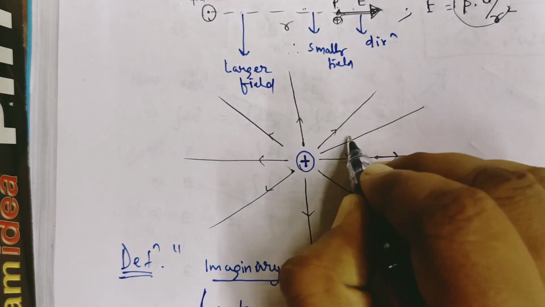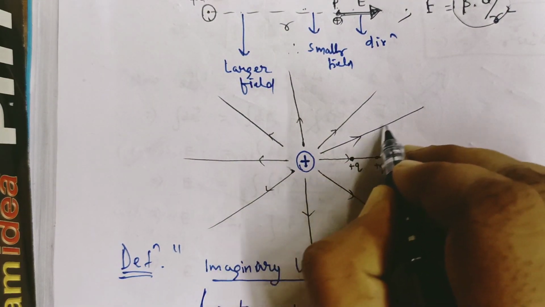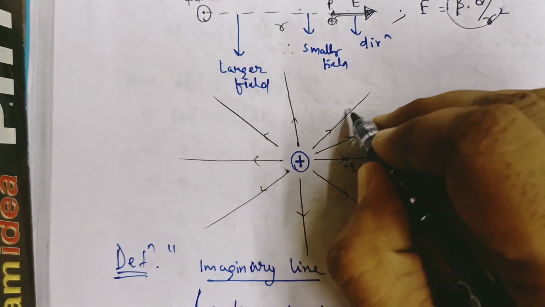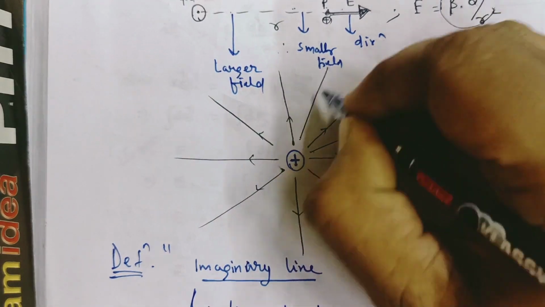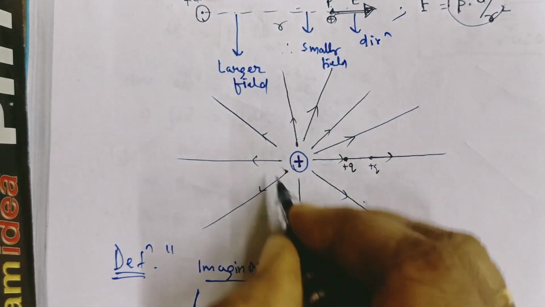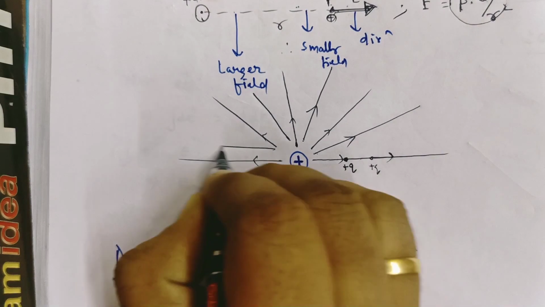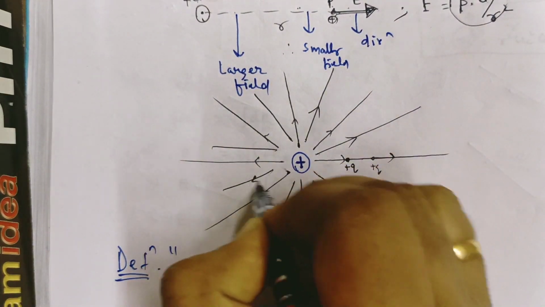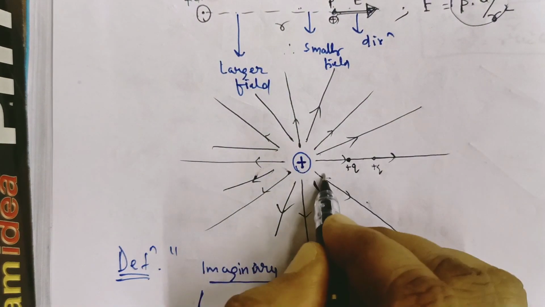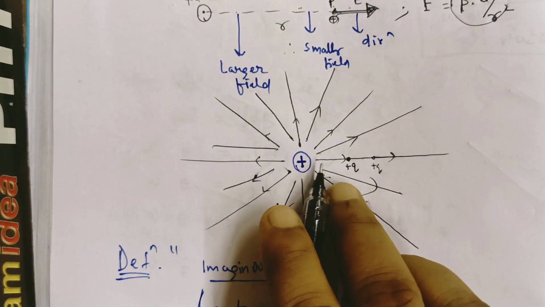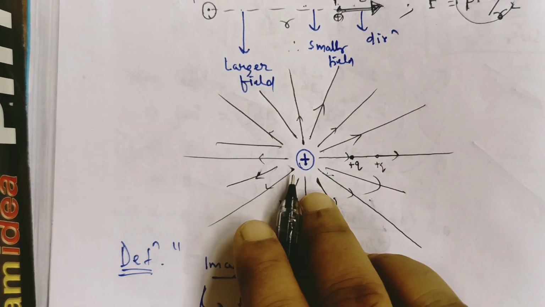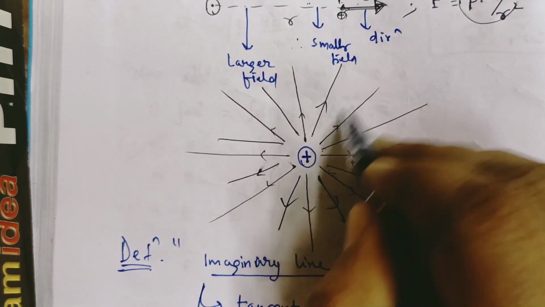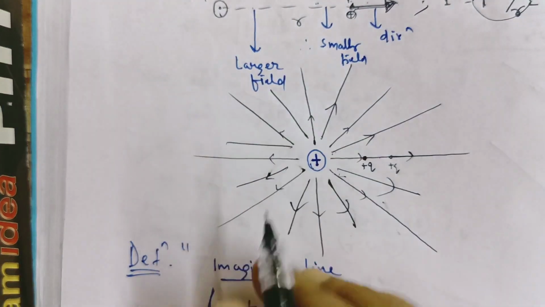Similarly, you can draw another line here. In this way the test charge will go outside, in this way another test charge will go outside. Similarly, in all directions, you see the direction of the positive test charge is outwards. That means it is moving away from the source charge. These lines are called electric lines of force.